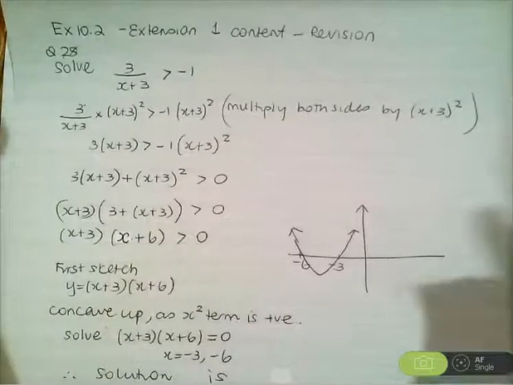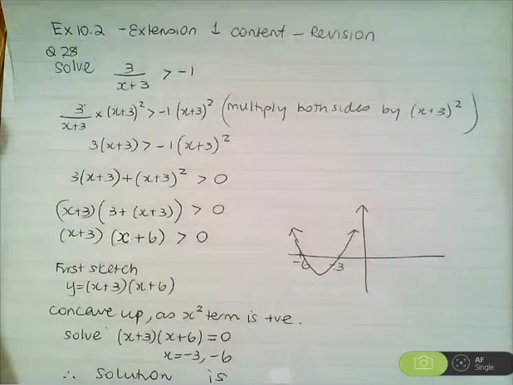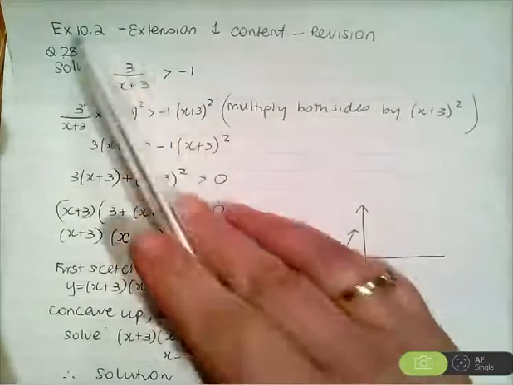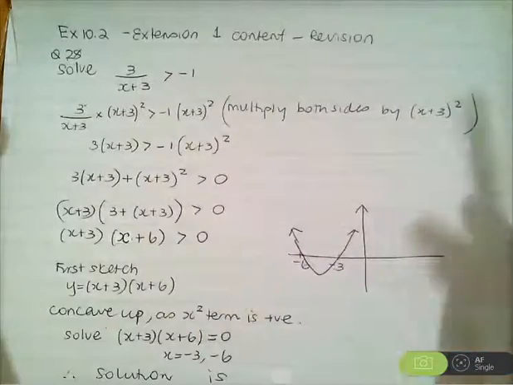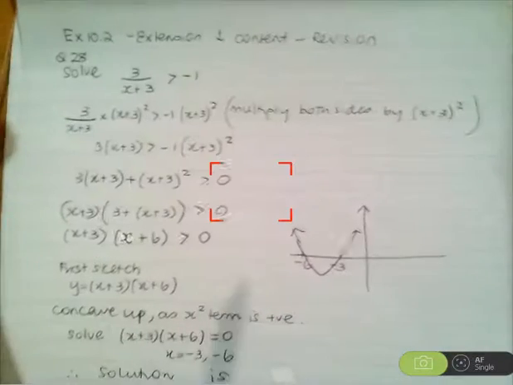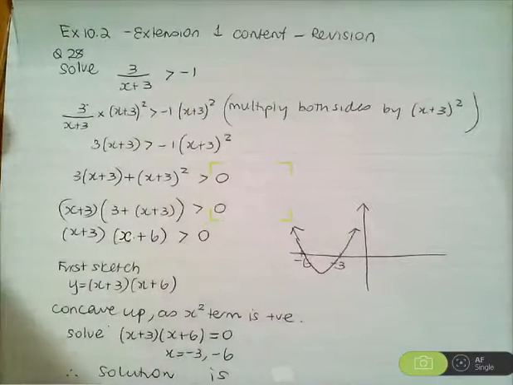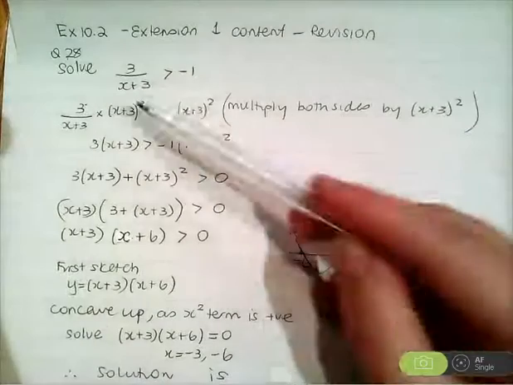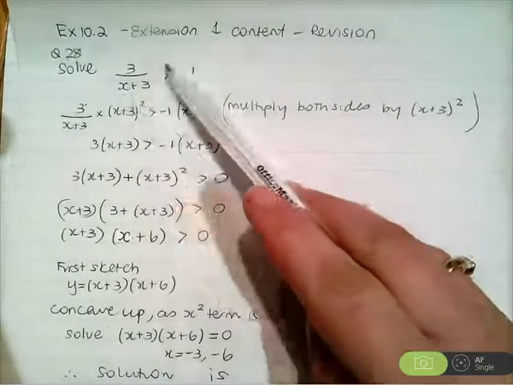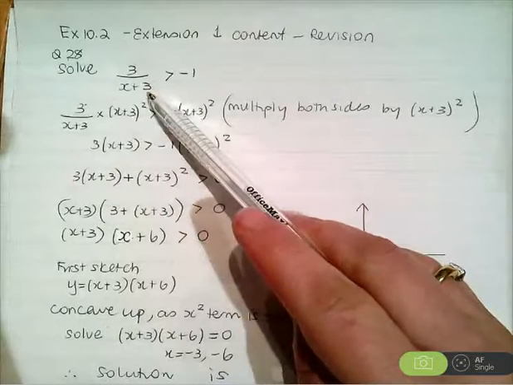Okay, now the following is revision of work that we completed in term 1. So it's still exercise 10.2. It's extension 1 content only, and it is revision of work covered in extension 1 in term 1. And the first question here, we're actually solving inequalities with pronumerals in the denominator.